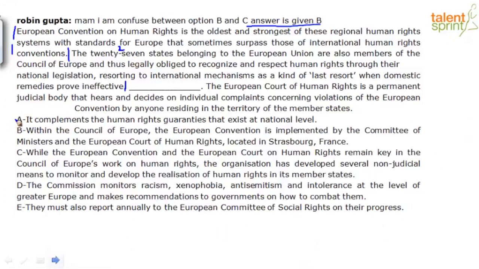How many options are there? There are 1, 2, 3, 4, 5 options. And then you have a closing sentence. Fourth sentence, the European Court of Human Rights is blah, blah, blah. Okay, member states, it ends here. So this is the fourth sentence. So 4 sentences, we need to figure out what's the third sentence, right?